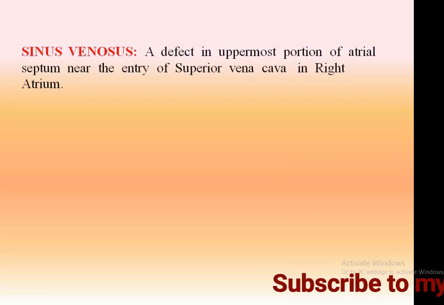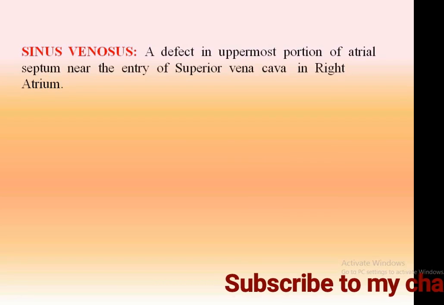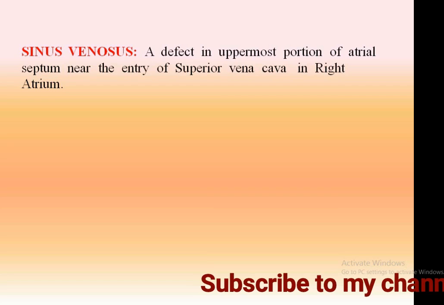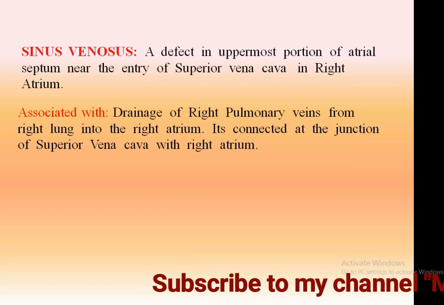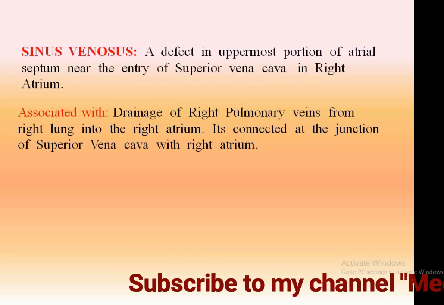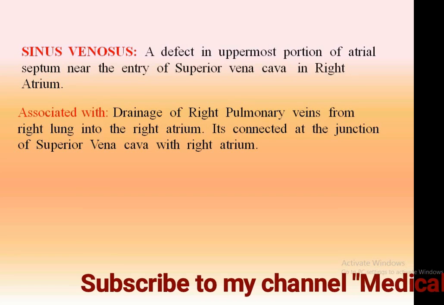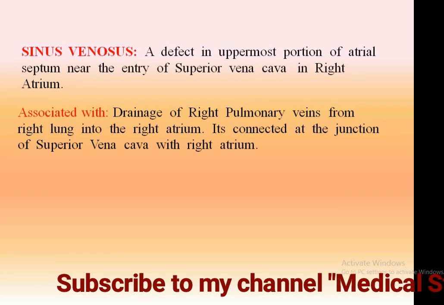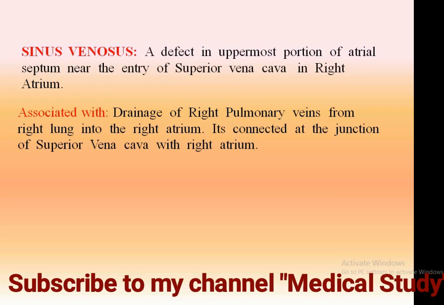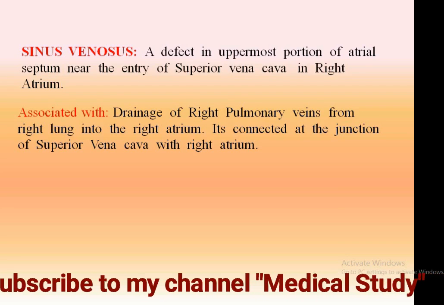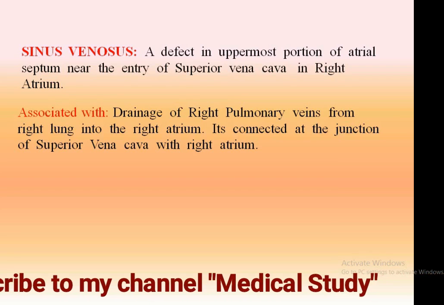Now first is the sinus venosus. The sinus venosus type is a defect in the atrial septum, in the uppermost portion of the atrial septum, just near the entry of the superior vena cava into the right atrium. And in this what happens is that the right pulmonary vein, which arises from the right lung, normally opens into the left atrium. But here the right pulmonary vein from the right lung doesn't open into the left atrium; rather it opens into the right atrium at the junction where the superior vena cava joins the right atrium.